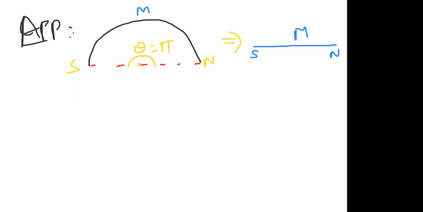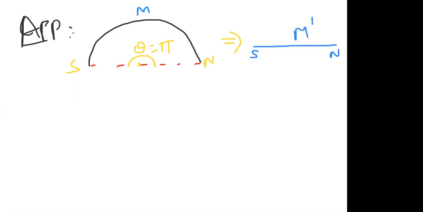Applications. The first application is a semicircle magnet. Initially the magnet is in the form of a semicircle, which means the angle subtended is pi. Now it is made into a straight magnet, south pole, north pole. Here the magnetic moment is M, and here the magnetic moment is M dash.